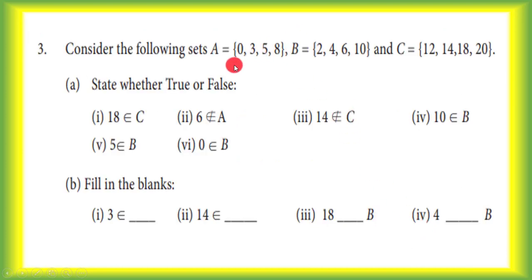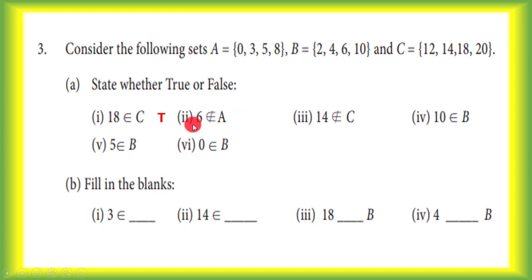Now we have three sets A, B and C, which have some elements. Set A has 0, 3, 5, 8 and set B has 2, 4, 6 and 10 and set C has 12, 14, 18 and 20. You are asked to state whether true or false. 18 belongs to C. That means 18 is an element of the set C. The set C contains 18. Is it true or false?